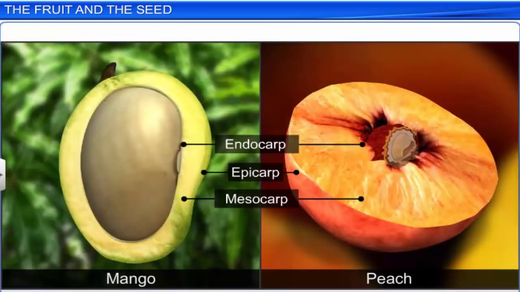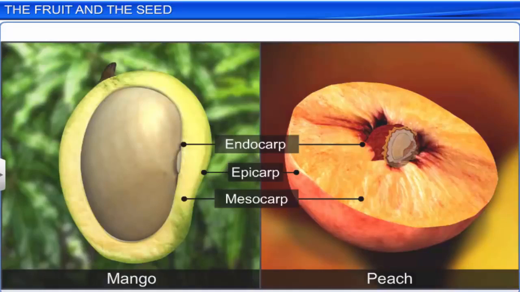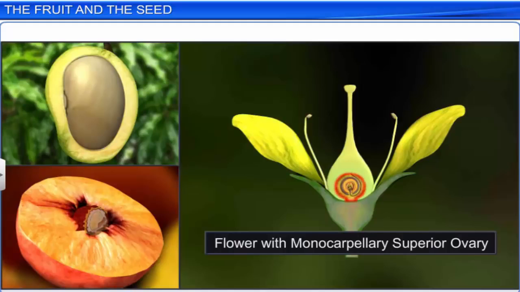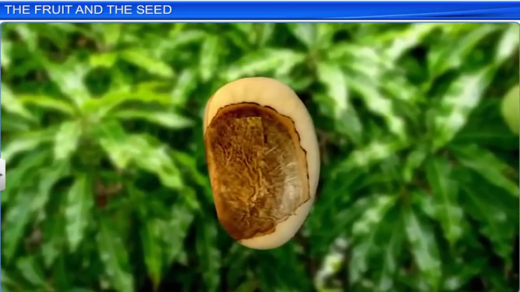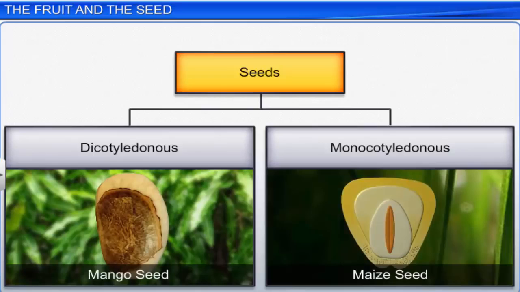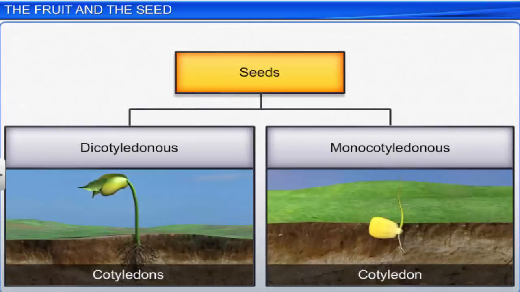Fruits such as mango and peach are also called drupes. Drupes are single-seeded fleshy fruits that develop from monocarpellary superior ovaries. Apart from the pericarp, the other part of a fruit is the seed. Based on the number of cotyledons, the seeds of flowering plants are classified as dicotyledonous and monocotyledonous. A seed with 2 cotyledons is called dicotyledonous, and with a single cotyledon is called monocotyledonous.